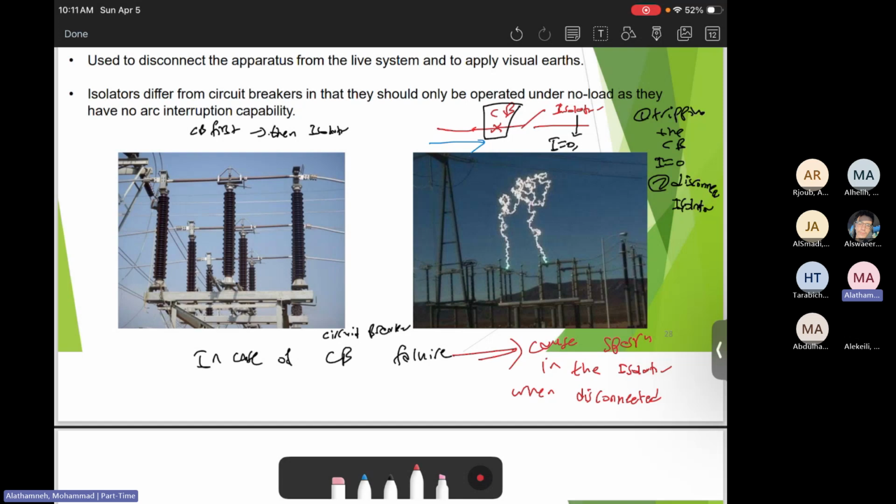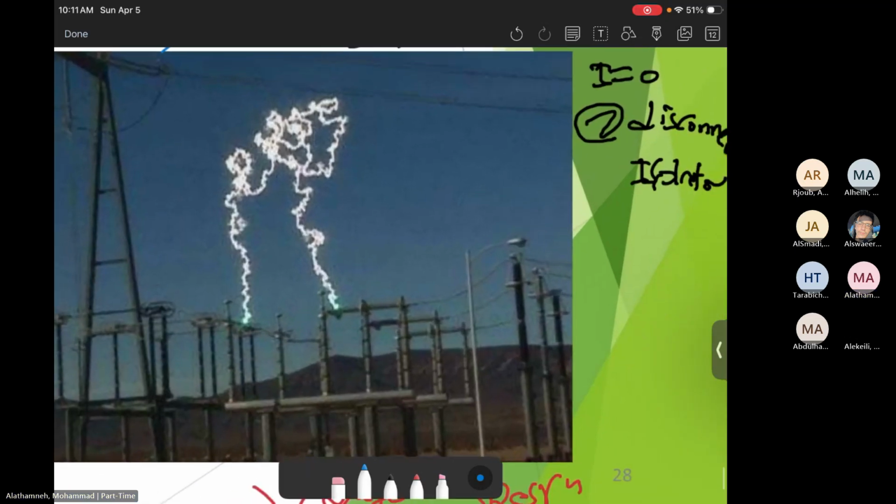The disconnector will be turned off when there is a current. So what will happen to the contactor of this disconnector is that the air around it will be ionized. The ionized air will cause a big spark, as you see in this picture. Why does this big spark exist? Because there was a circuit breaker failure. The circuit breaker didn't disconnect the power, then after that we opened the isolator.